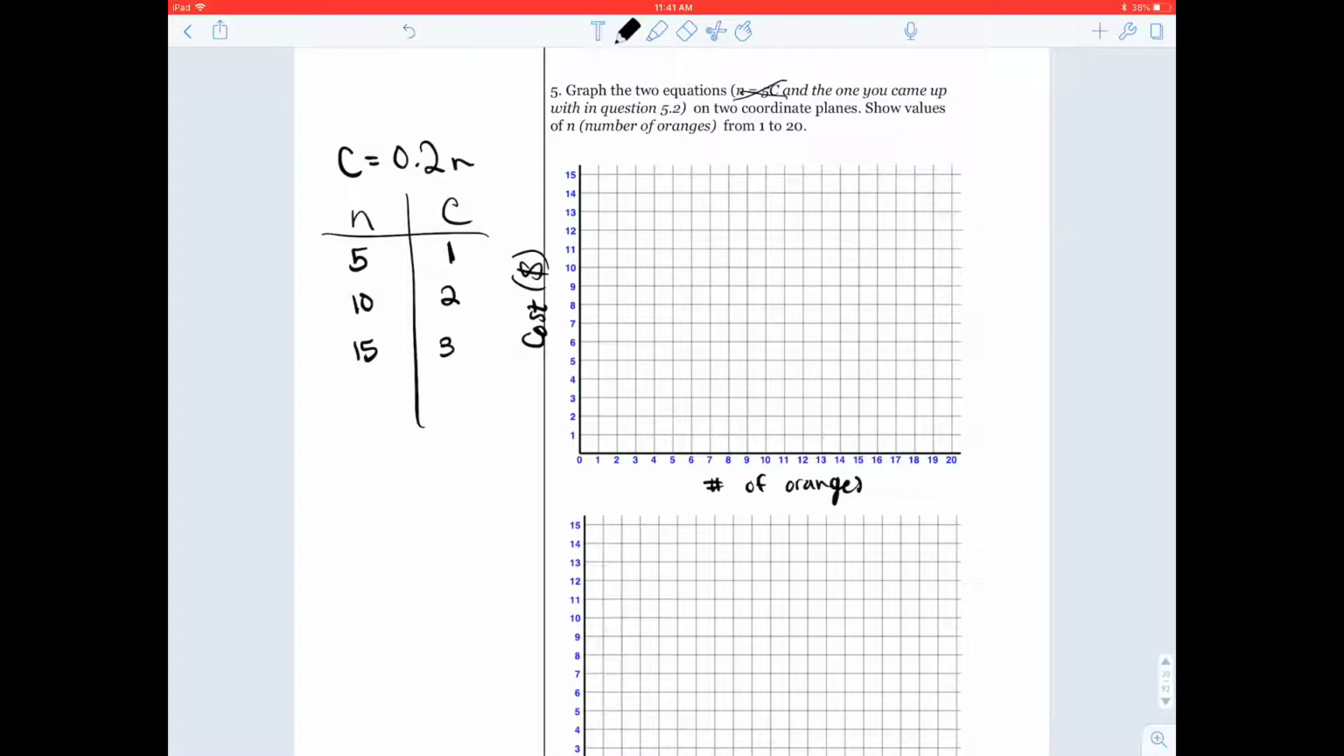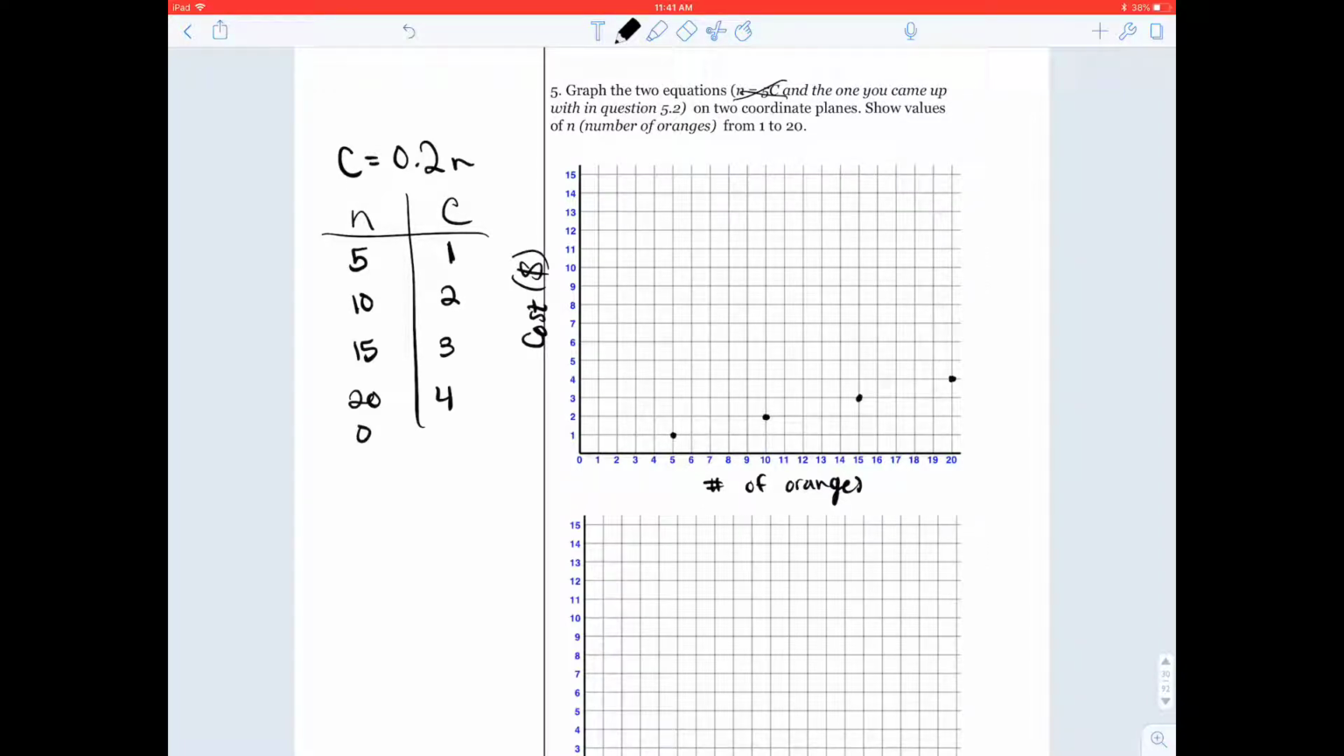I think we're getting somewhere. And then let's do 20 times 0.2, and that's 4. Okay, let's go ahead and start graphing this. So find 5 along the x-axis, that's right there, and go up to 1. Find 10 along the x-axis, and that goes up to 2. Find 15, and so on and so forth. That goes up to 3. And then 20 is at 4.